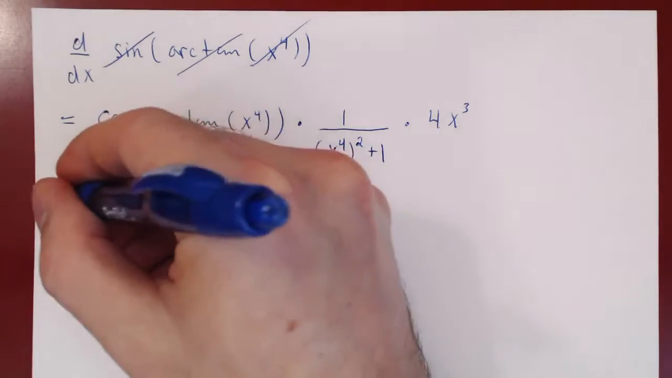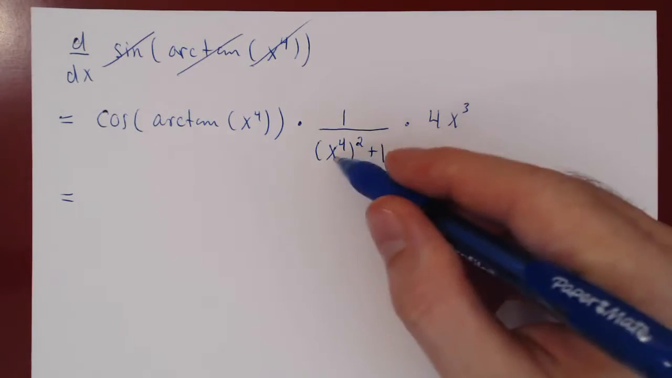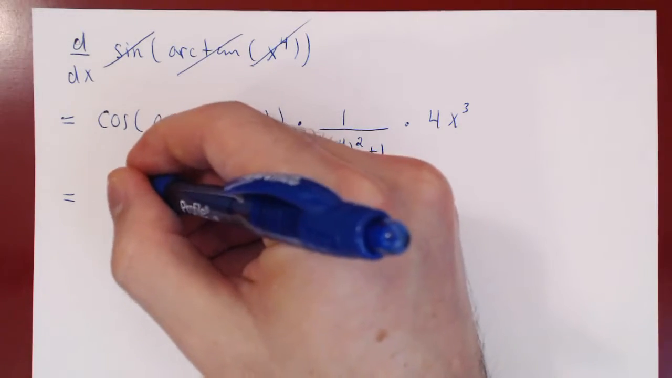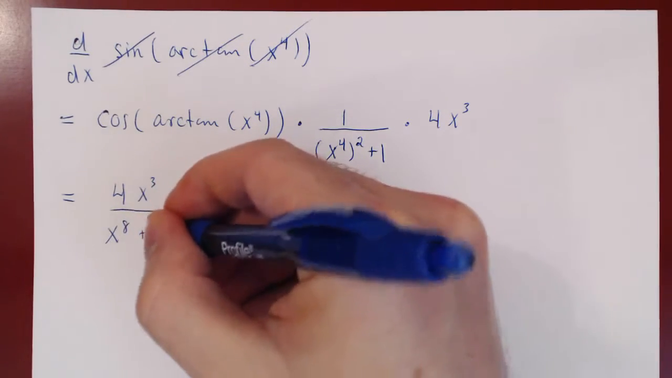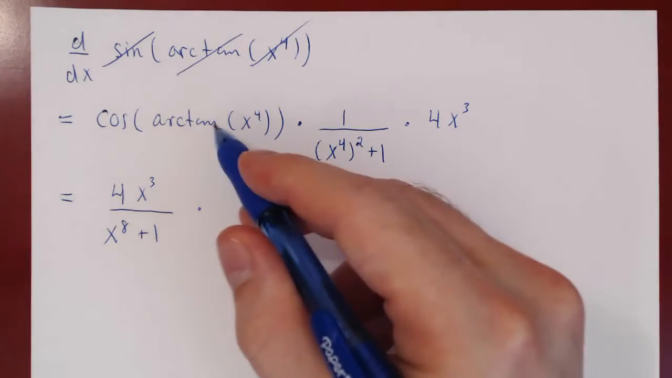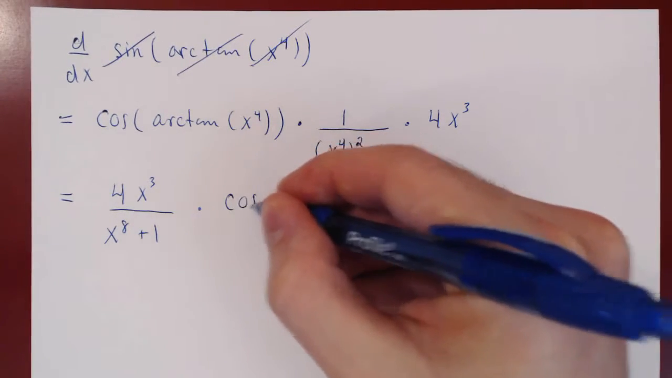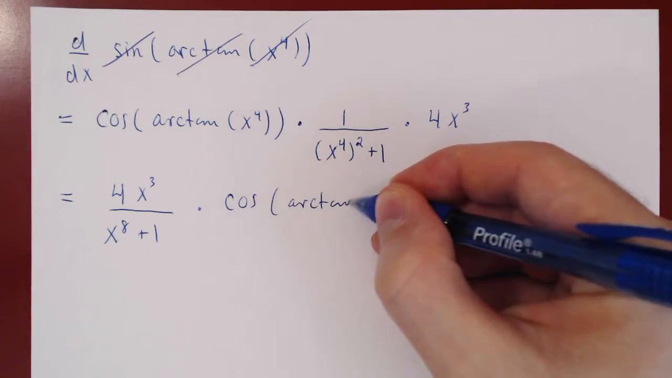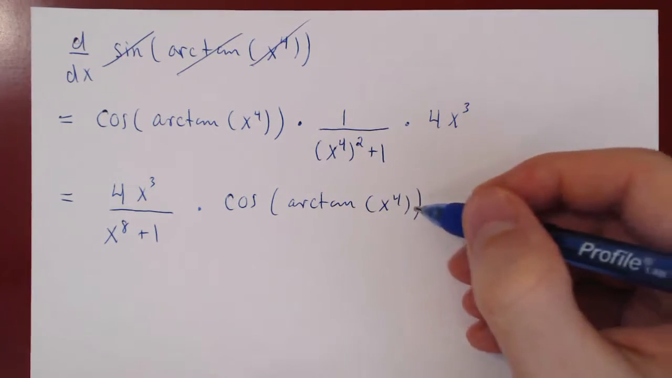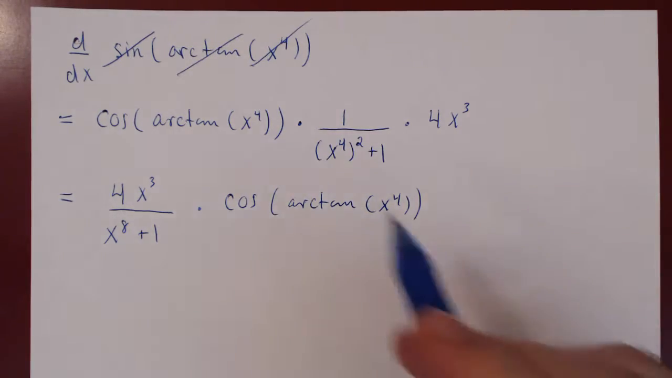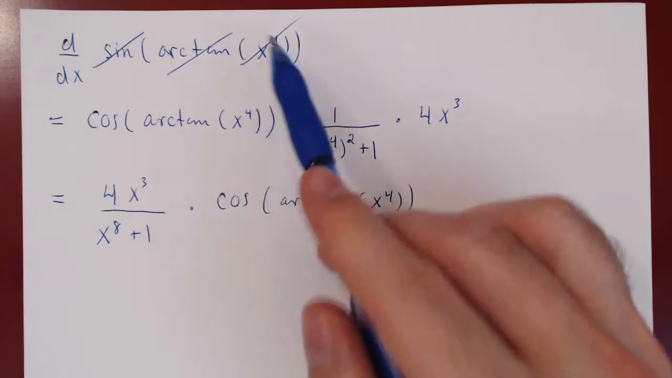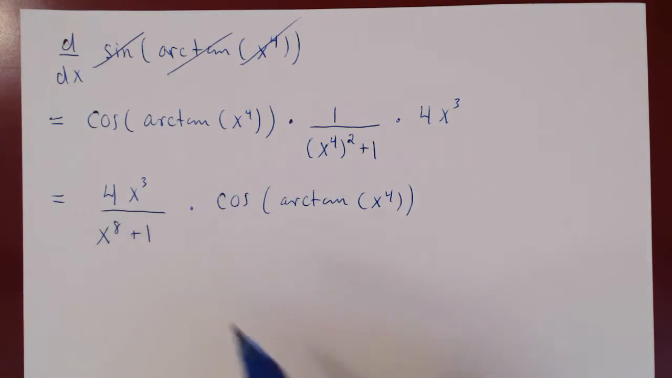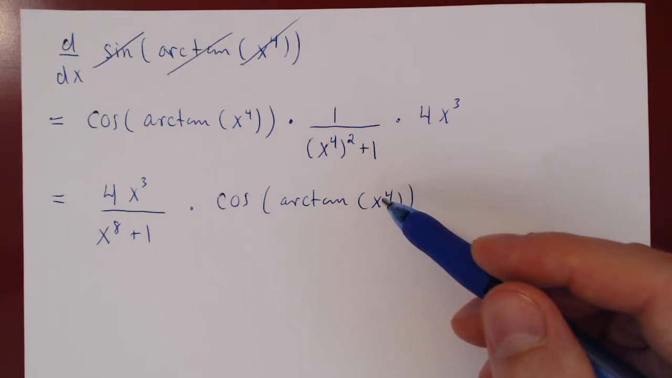So let's now rewrite this. We'll have 4x cubed over x to the 8 plus 1, times the cosine of the arctangent of x to the 4. Now, as far as the differentiation goes, we're done, right? There's nothing left over. So the derivative of sine of arctangent of x to the 4 is 4x cubed over x to the 8 plus 1 times the cosine of arctangent of x to the 4.